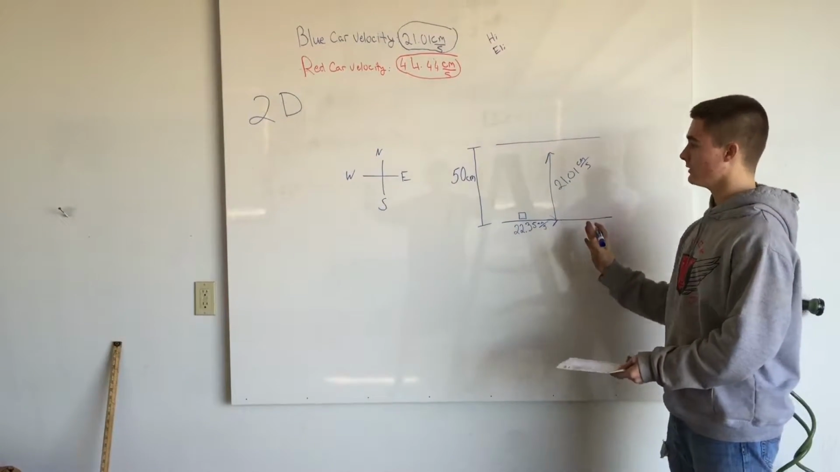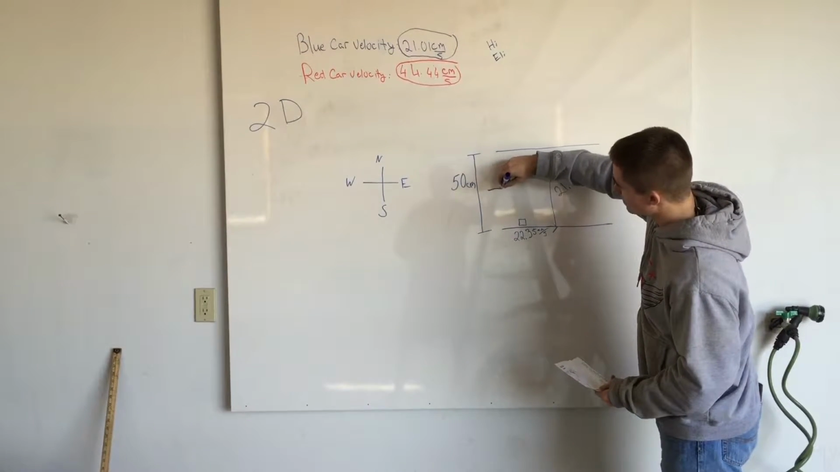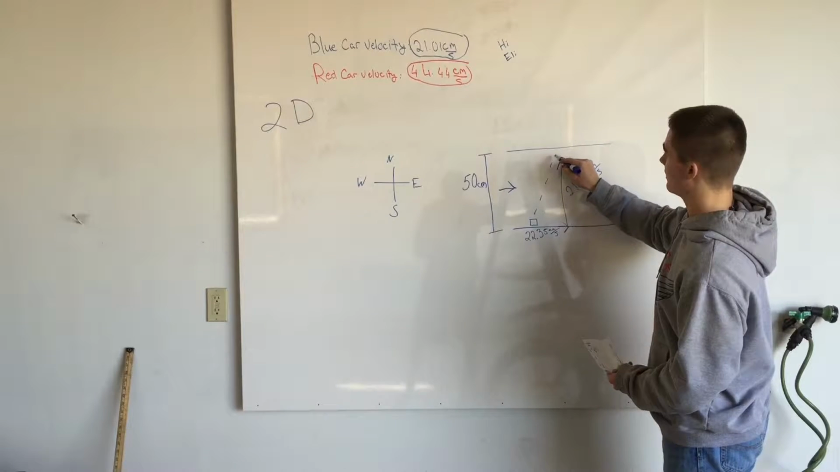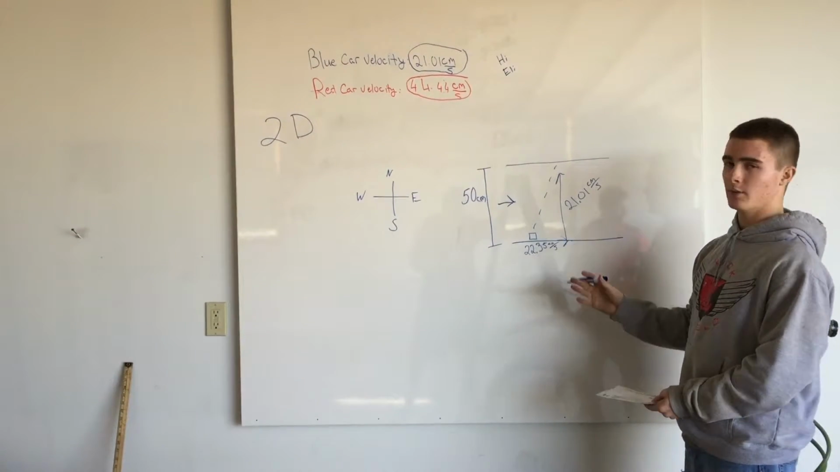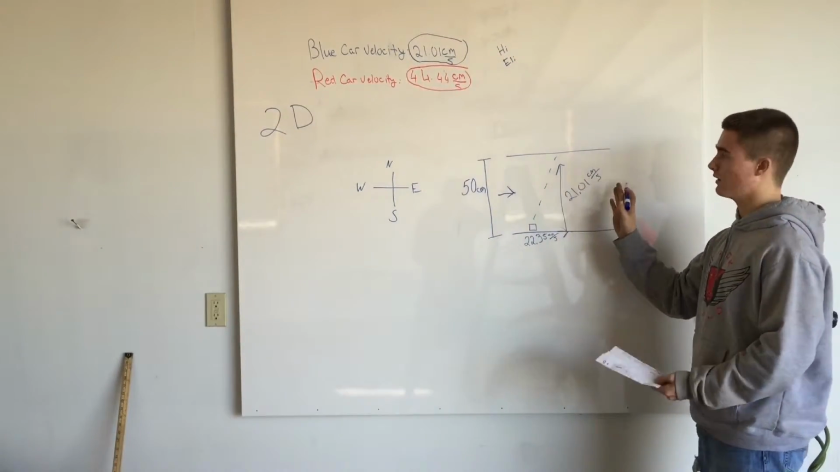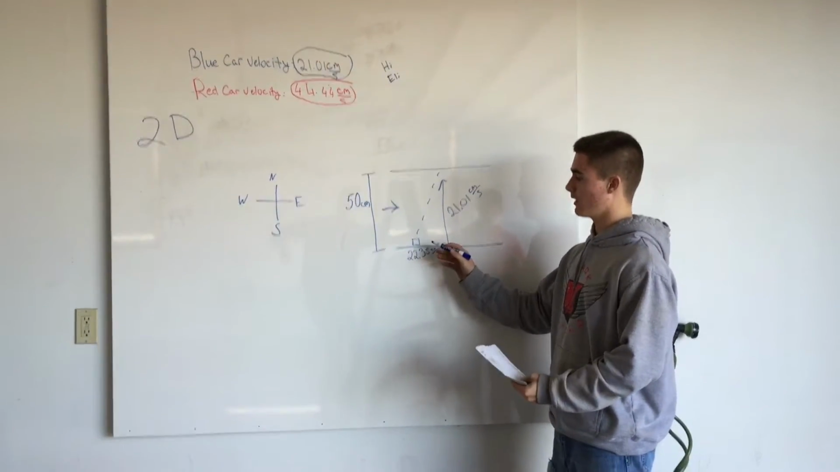As the blue car travels across the treadmill and the treadmill pushes against the car, it is going to cause it to move in a diagonal direction. We want to find out the time that it takes for the blue car to travel across the treadmill onto the other side.